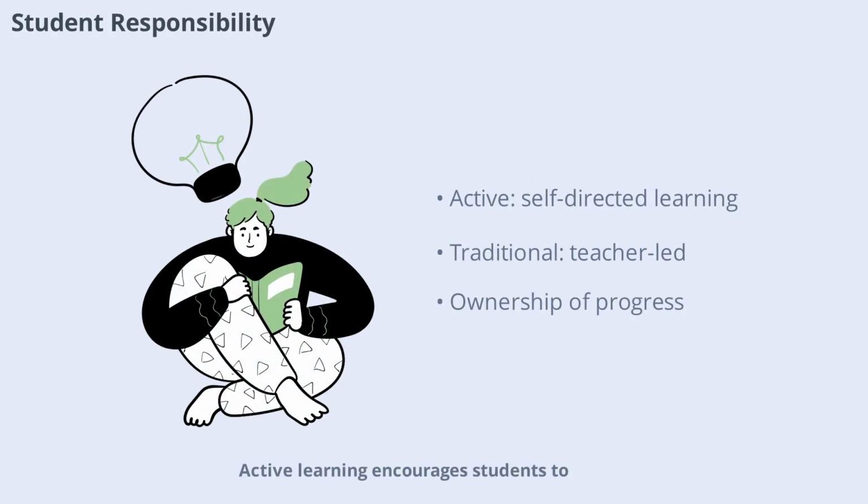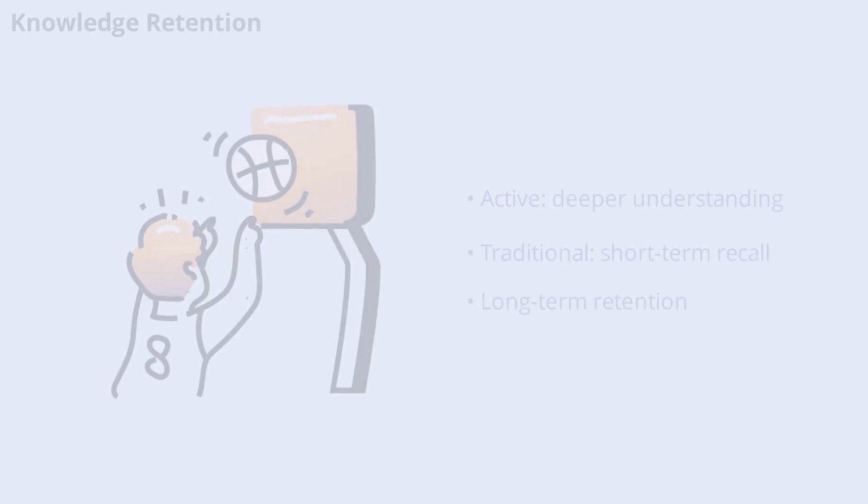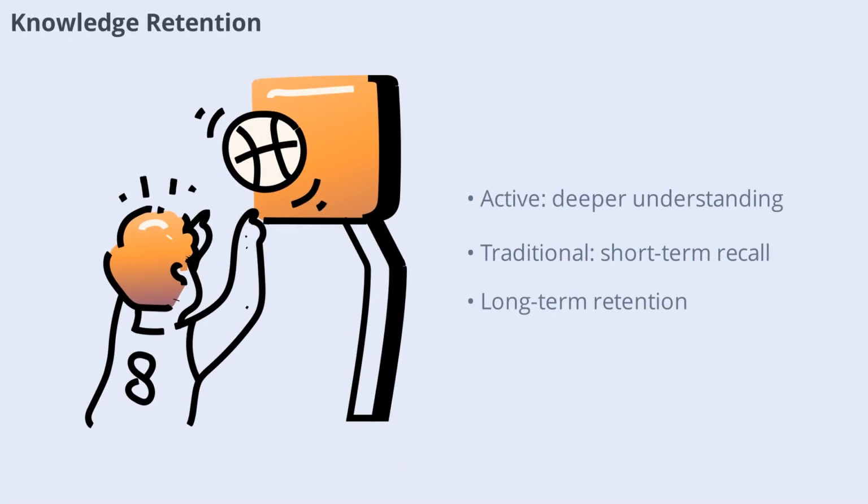Active learning encourages students to take responsibility for their own learning. They set goals, manage their time, and seek out resources. This sense of ownership can lead to greater independence and self-motivation. In traditional learning, students often rely on the teacher to direct their activities and provide structure, which can limit opportunities for developing self-management skills.